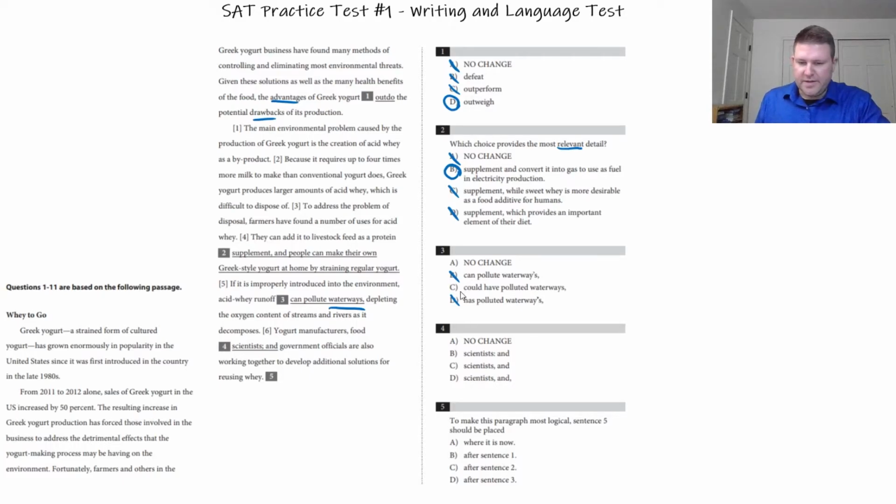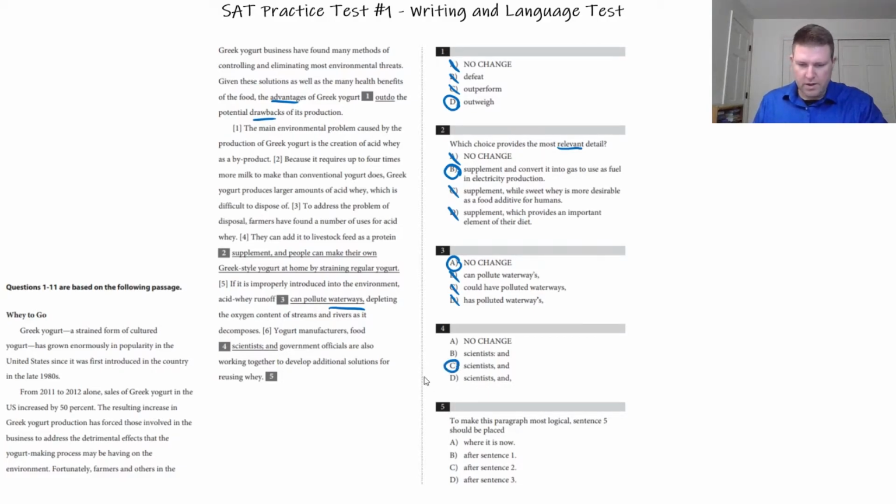Now in terms of tense, if it's improperly introduced into the environment, acid whey runoff can pollute waterways. So this is present tense, and that's actually what we want. Could have polluted waterways isn't as strong. Okay, so there we go. No change. And then down here, they're just trying to make a list. Yogurt manufacturers, food scientists, and government officials. You just use commas to separate elements in a list. So it is just C.